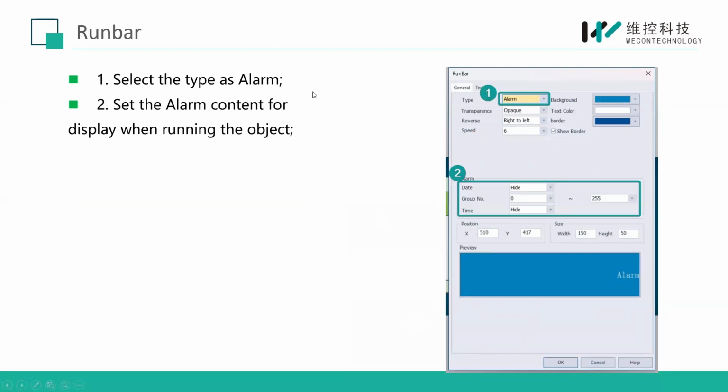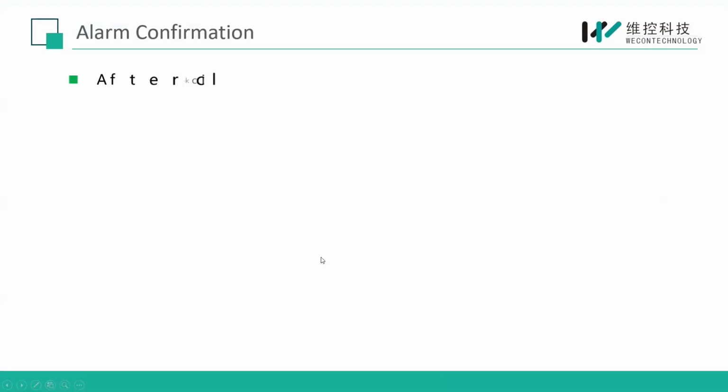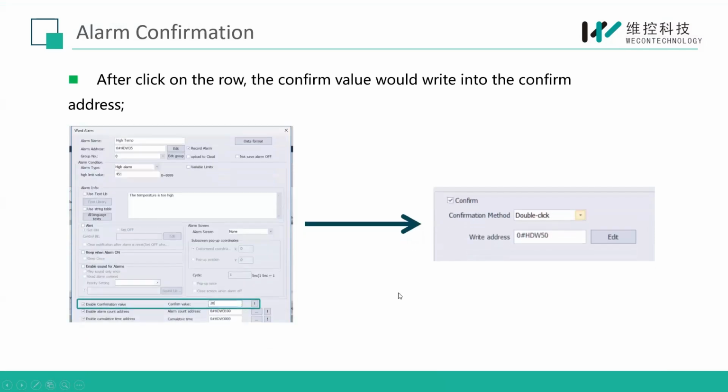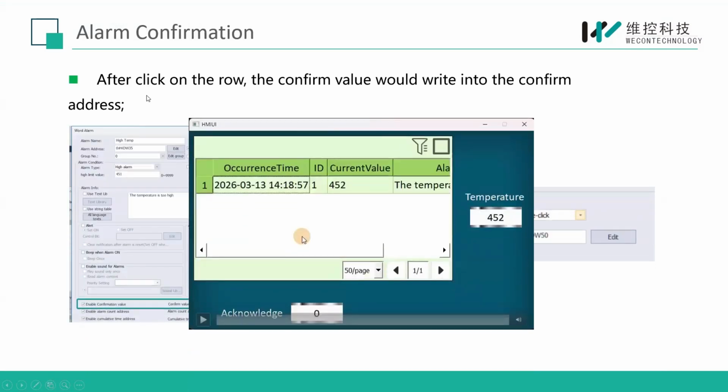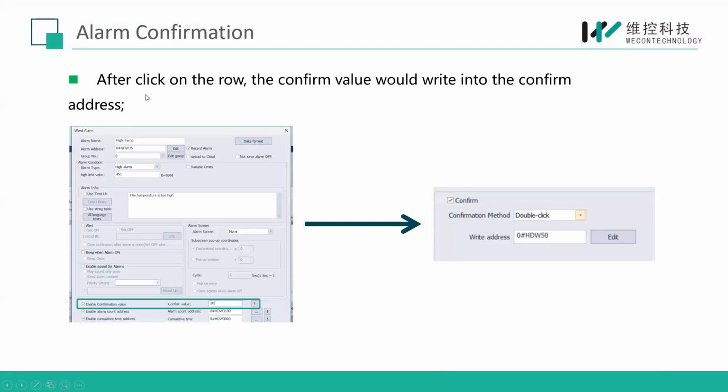So run bar, how will the run bar work? Select the type as alarm in run bar setting. Set the alarm content for the display when running the object. So you can see your alarm as a run bar. After clicking on the row, the confirm value will be written.